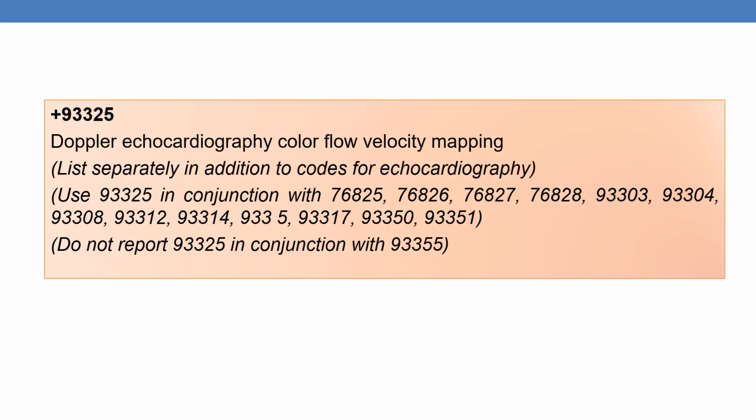The next CPT is 93325. Doppler echocardiography color flow velocity mapping. And use 93325 in conjunction with all these listed CPTs. And do not report 93325 in conjunction with 93355.